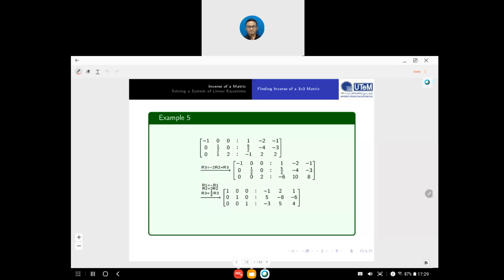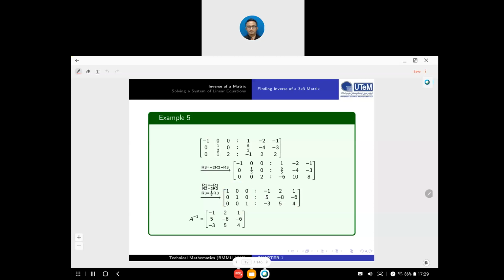Since the left hand side is identity, then on the right hand side you get the inverse. Okay, your final answer, A inverse, is the matrix on the right hand side. So that is the answer.